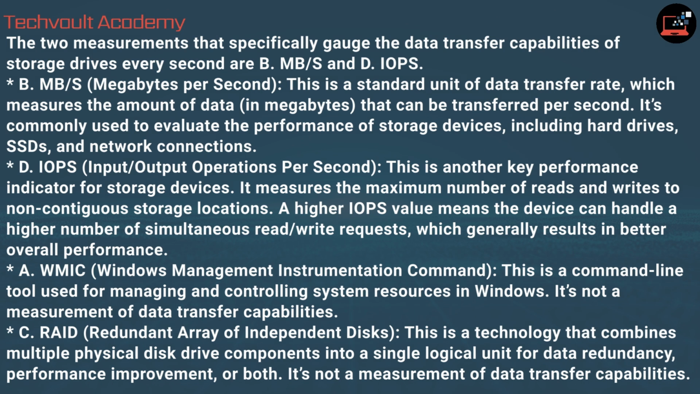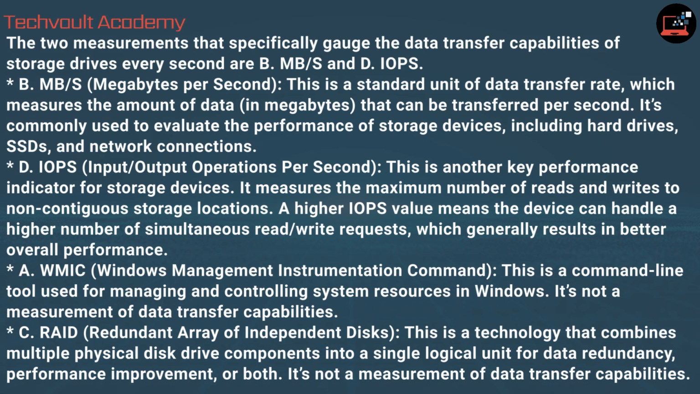D. IOPS, input-output operations per second. This is another key performance indicator for storage devices. It measures the maximum number of reads and writes to non-contiguous storage locations. A higher IOPS value means the device can handle a higher number of simultaneous read-write requests, which generally results in better overall performance.